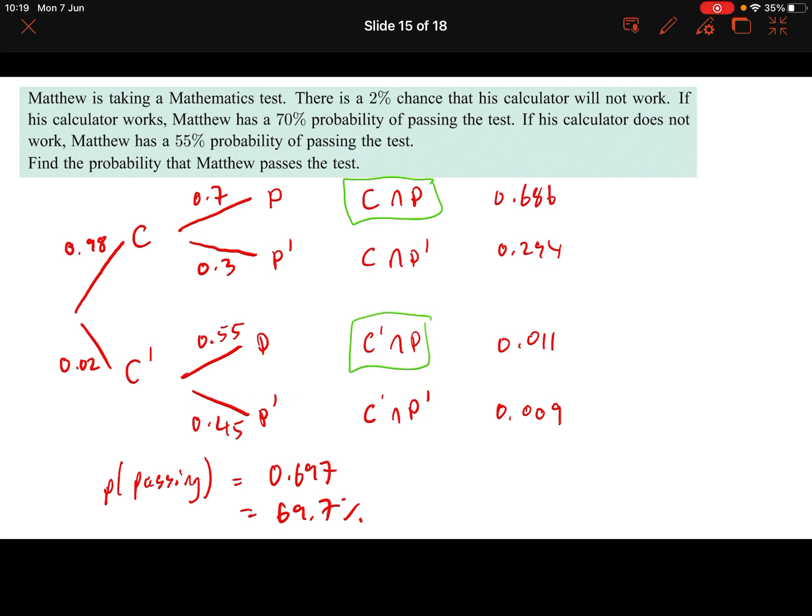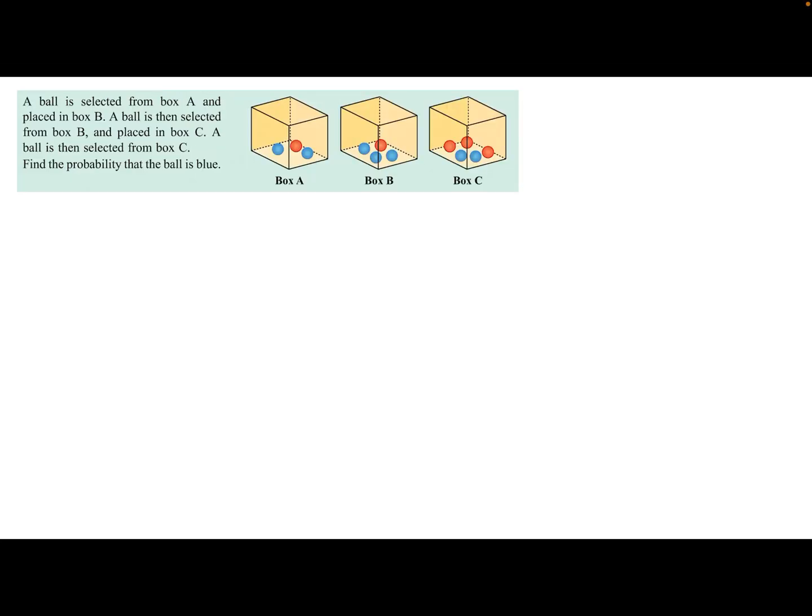Okay? Last question. A ball is selected from box A and placed in box B. A ball is then selected from box B and placed in box C. A ball is then selected from box C. Find the probability that the ball is blue. This is a bit of a nightmare, okay? But you just ration it out, logic it out. It's quite straightforward.